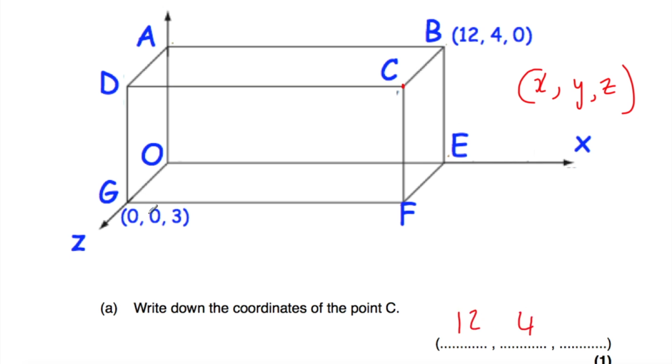So 12 across and 4 up. And then we're going to be moving forward. If we have a look at G, it's been moved forward 3. So we're then going to move forward 3. So it's going to be 12, 4, 3. 12 across, 4 up, and 3 forward. And that's how you get to this point here.